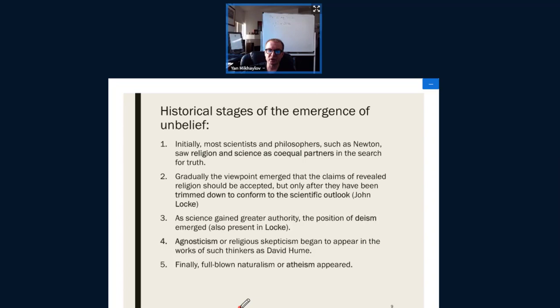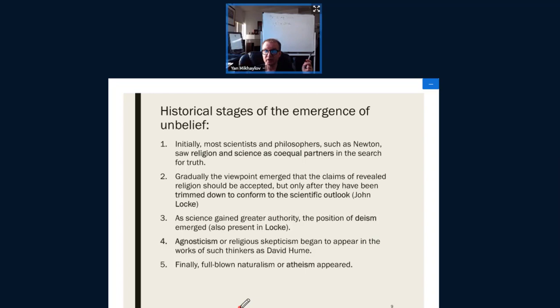Okay, so this is how we can look at the entire process, the way it was developing. Initially, most scientists and philosophers, such as Newton, saw religion and science as co-equal partners. They thought there was no real problem to believe in God and to do science. Gradually, the viewpoint emerged that the claims of revealed religion should be accepted, but only after they have been trimmed down to conform to scientific outlook.